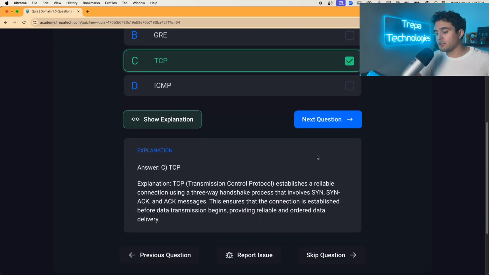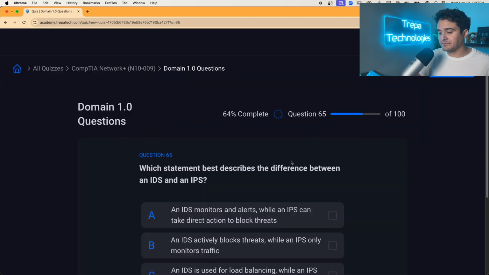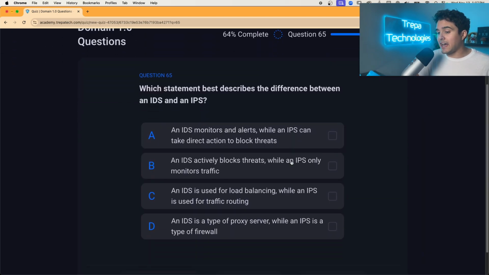Pause the video if you'd like to read the explanation. Question 65. Which statement best describes the difference between an IDS, intrusion detection system, and an IPS, intrusion prevention system? So I'm going to go with A here. It's pretty easy, right? Detection.